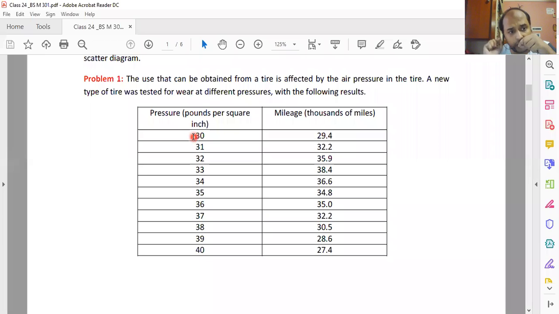Before we start analyzing the linear regression model between the two variables in a bivariate distribution, we have to first check whether it is possible or not. How to check whether we can fit a linear regression model between pressure and mileage?